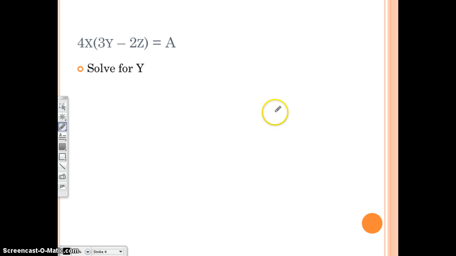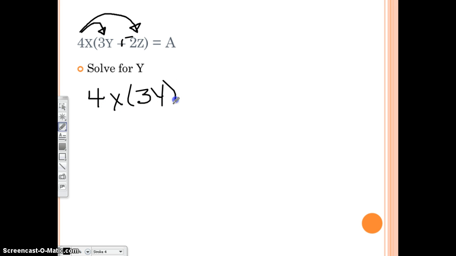Be able to solve for y. What does solve mean? Solve means to have y all by itself. First step here is we'll need to distribute the 4x to both members of the parentheses. Let's change that to a negative 2z first. So 4x times 3y plus 4x times a negative 2z is equal to a.